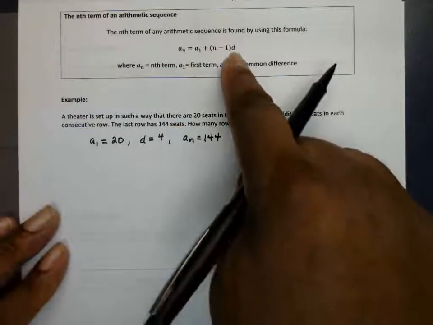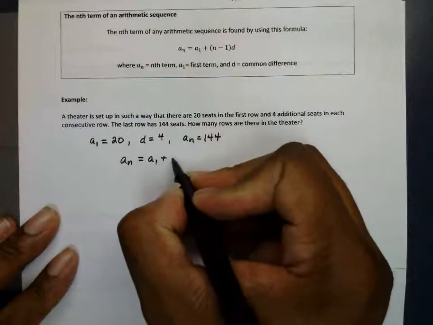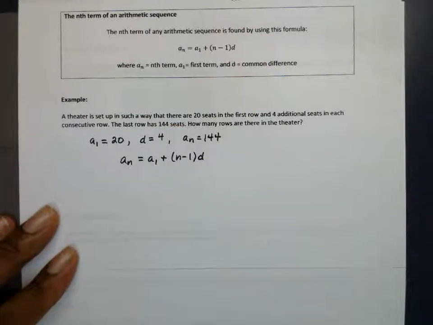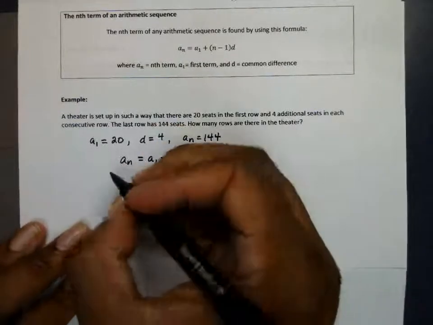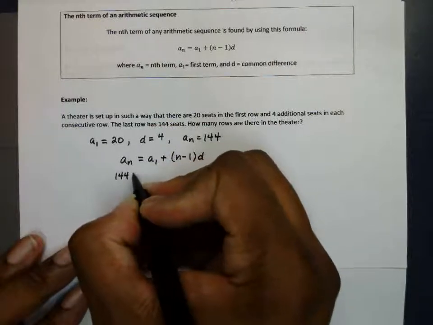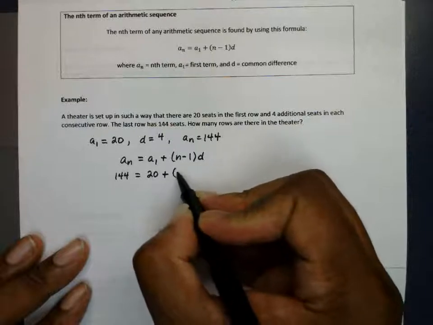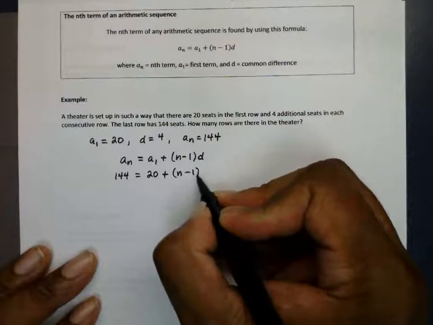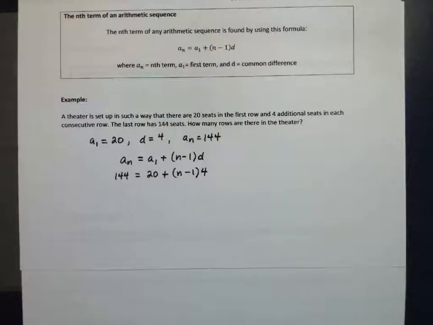So here we're going to use this formula right here. a sub n equals a sub 1 plus n minus 1 times d, the common difference. So a sub n in this case will be 144. That's going to be equal to a sub 1, that's 20, plus n, the number of rows we're trying to find, minus 1 times d, which is 4. So here we have an algebraic equation that we're going to try to solve for n.